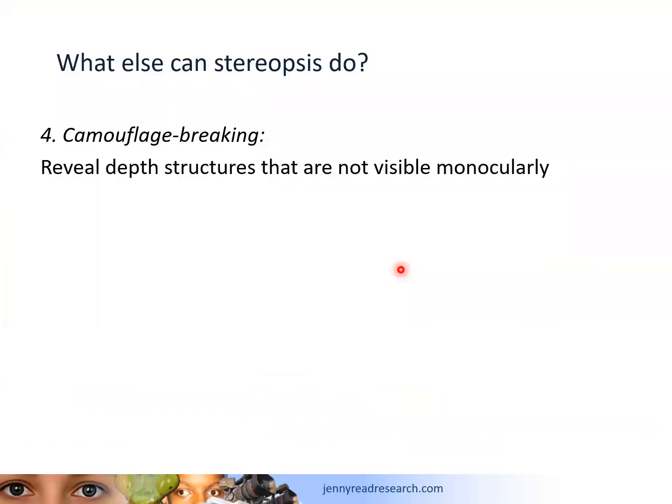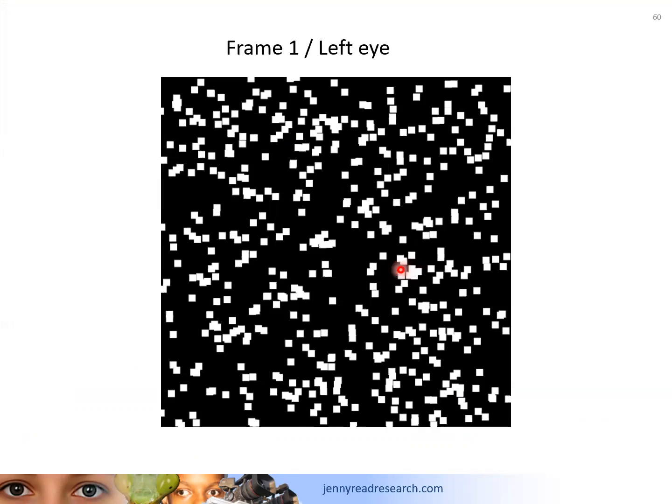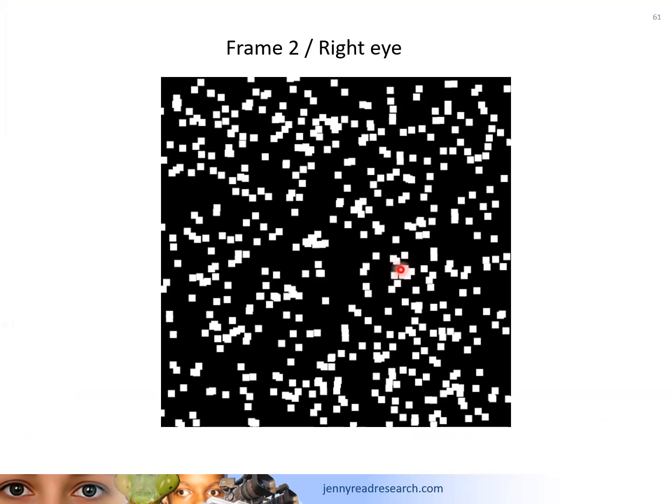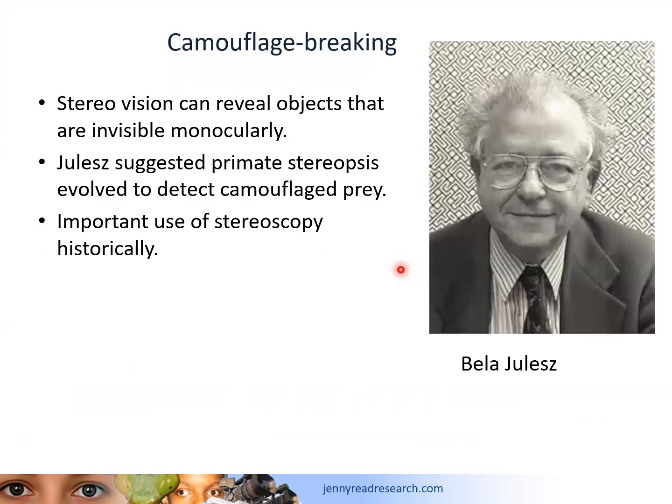But there's something else stereopsis can do, or primate stereopsis can do, and that's called camouflage breaking. So it can reveal depth structures that aren't visible monocularly. And here's an example of what I mean. So this is a pattern of random dots, little square dots in the background. But did you see a disk appear briefly just there? So defined by the shift relative to these two frames. And if I present frame 1 to the left eye and frame 2 to the right eye, then you can extract depth information from that.